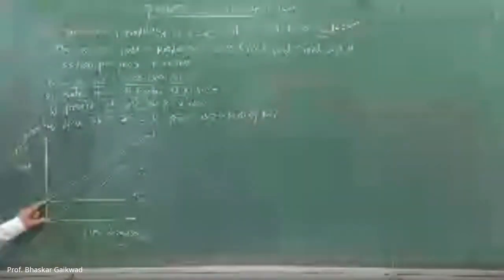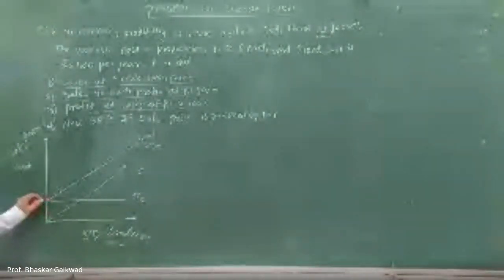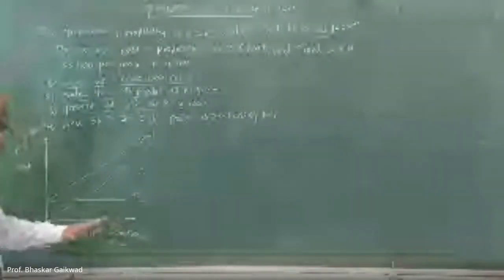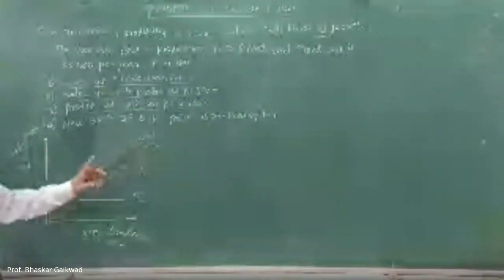Total cost means variable cost plus fixed cost. From here I have drawn. Why have I drawn here? Because the fixed cost is already here, and variable cost increases with the production quantity. That's why the total cost is like this, and selling will start from zero.